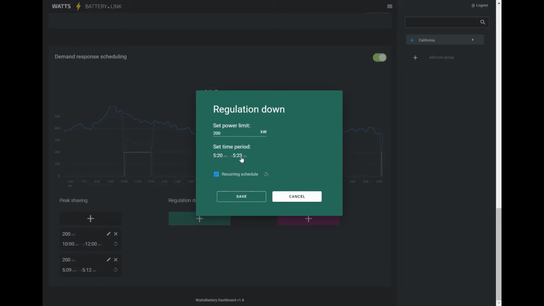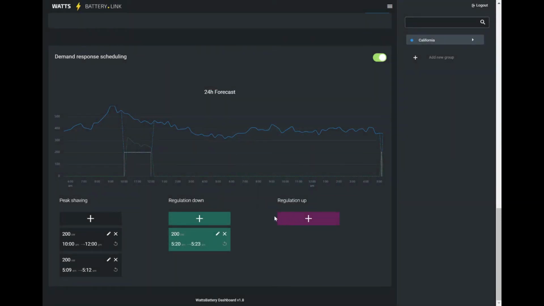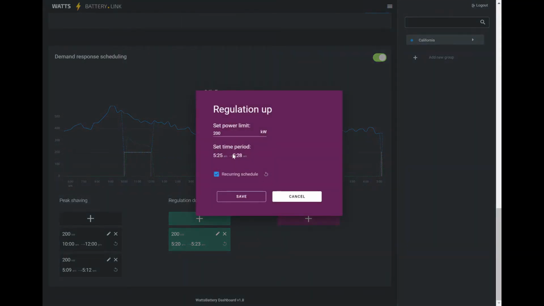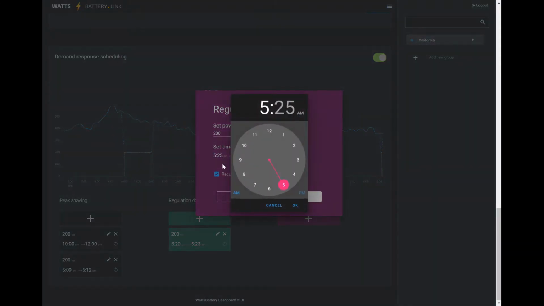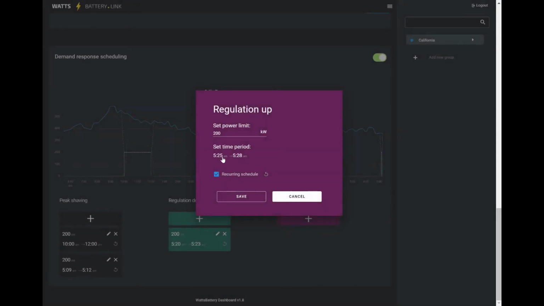For the simplicity of the example here, we set it up for a very small period of time, from 5:20 a.m. to 5:23 a.m. We click on recurring schedule because we want to have this repeated every day. We click save, and also we're going to set up the regulation up to follow after the regulation down operation. We can set it up to be exactly a few minutes after the end of the regulation down. So it will be for a few minutes from 5:25 to 5:28 a.m.